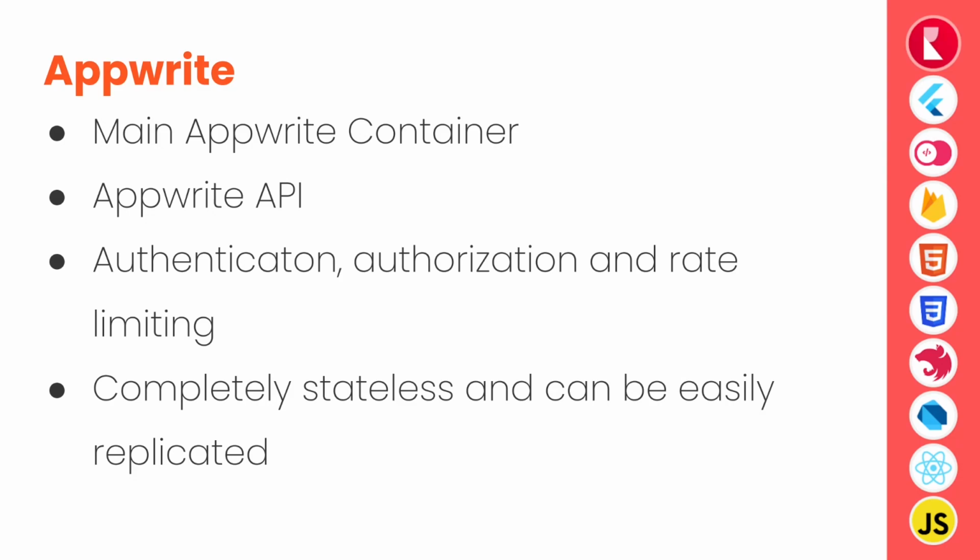So the first one is Appwrite, the main Appwrite container. It provides the Appwrite API and also performs authentication and authorization, and helps in rate limiting to protect against abuse. This service is completely stateless and can be easily replicated.